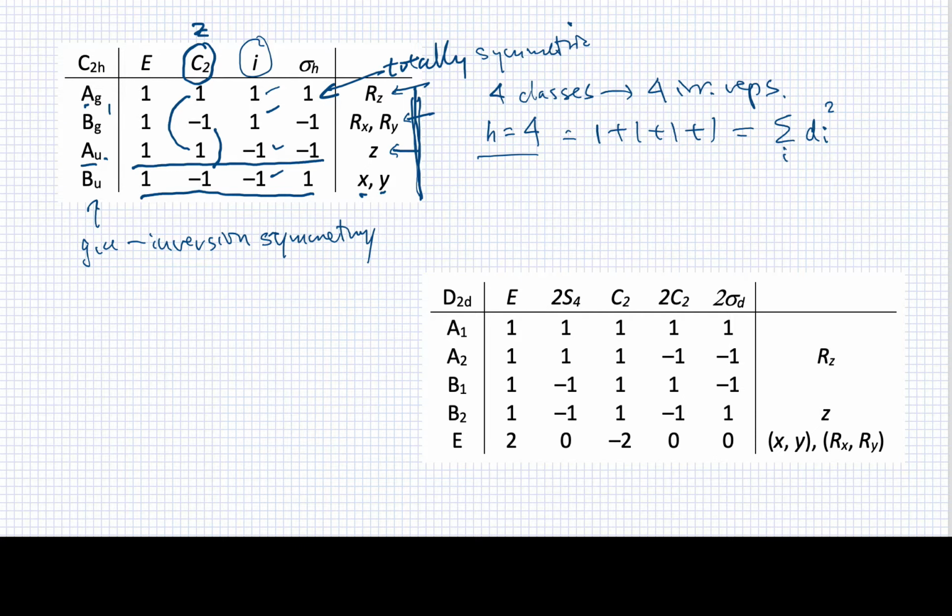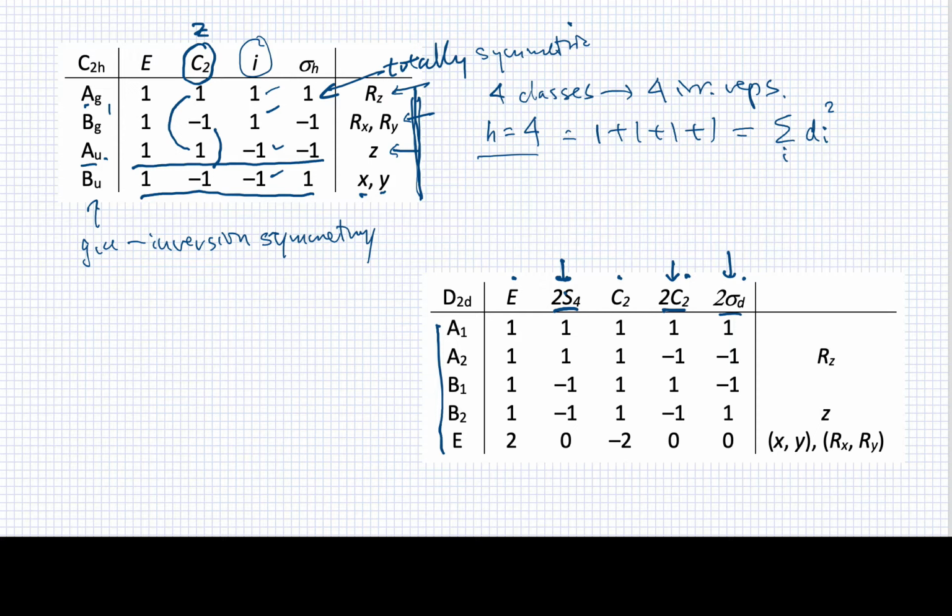All right, what about this D2D point group? I won't spend as long talking about this, but I'll just point out a couple of things. One, we have a couple of classes that involve more than one operator. Each of these involves 2 operators, so these are each individual classes. So I have a total of 1, 2, 3, 4, 5 classes and a total of 5 irreducible representations.